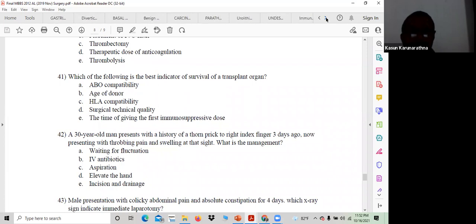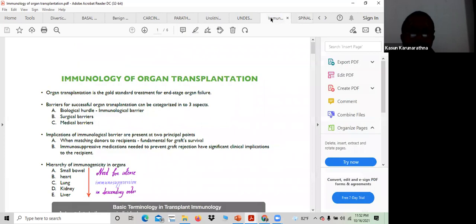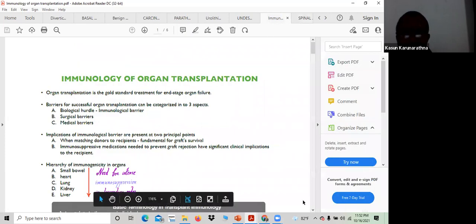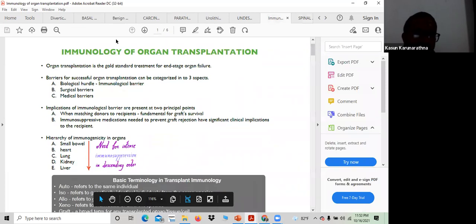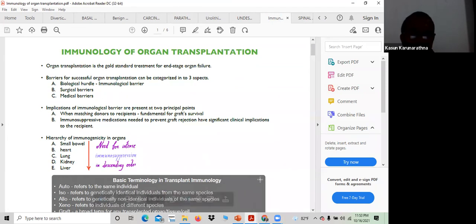And you get this rejection of organ transplantation because the body identifies foreign tissues from self tissues and tries to reject them, right? There are barriers for successful organ transplantation. So, biological hurdle, that is immunological barrier, surgical and medical barrier, right?